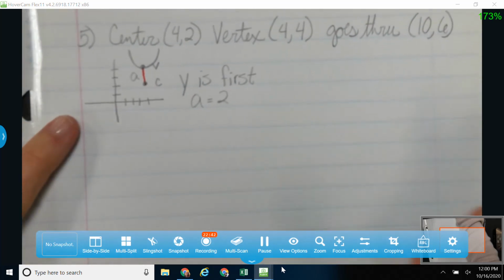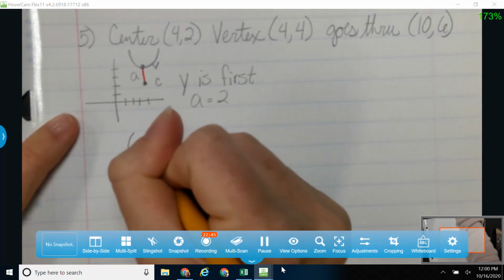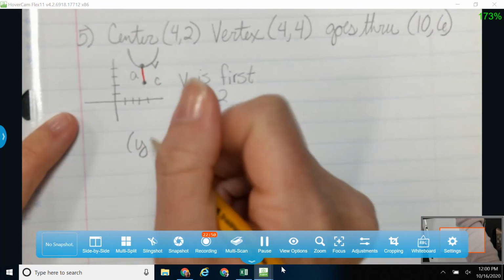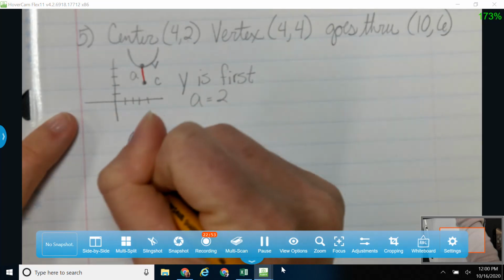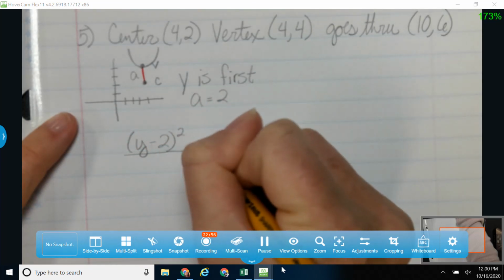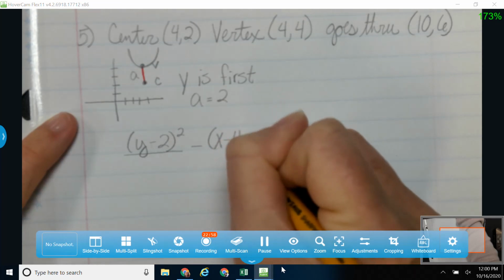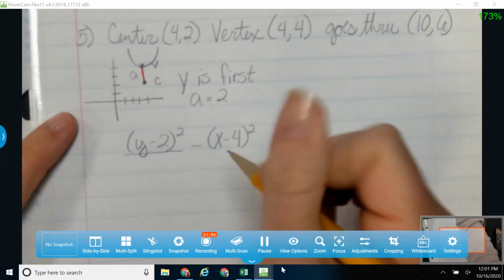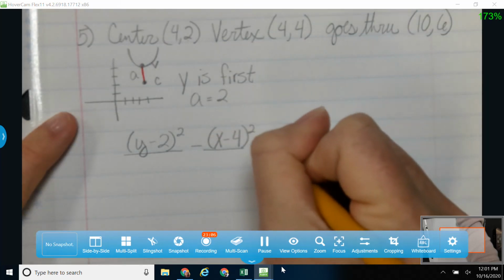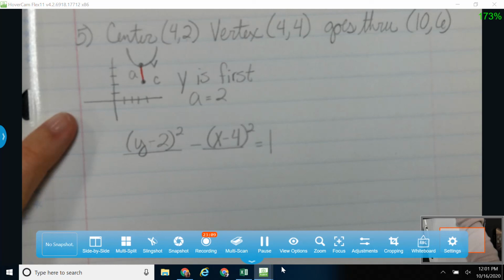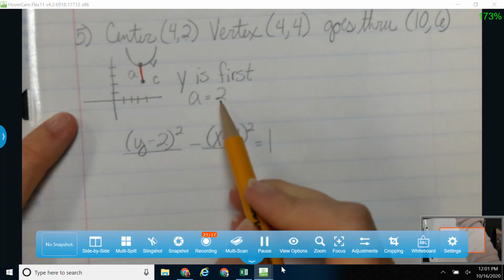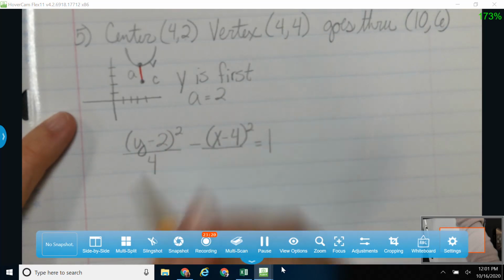Okay, I'm going to jump down here this time. So I know now that y is first. I know my center point, so I'm going to say (y minus 2) squared over something, I'll come back to it, minus (x minus 4) squared, from my center, that's where I got the 4 from, over something is equal to 1. In a hyperbola, a is first, so my a squared of 4 is going to be first.